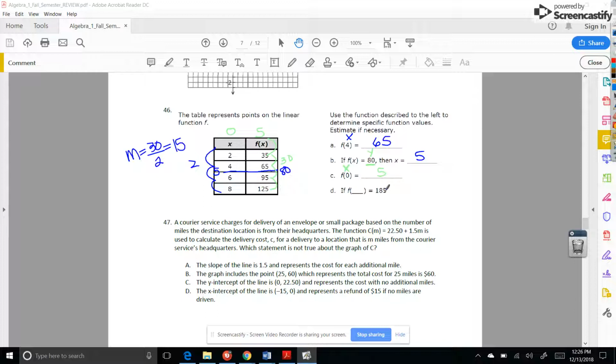And what would give me 185? Well, let's see if we keep this pattern going. If I add another 30, that would be 155, and that would be 10. And if I add another 30, that would be 185, so that would be 12.